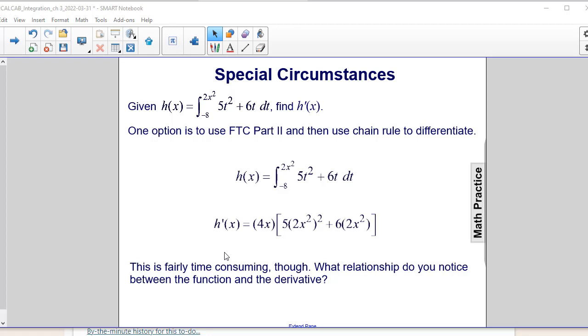This is fairly time-consuming though. What relationship do you notice between the function and the derivative? So take a look up here at the function and take a look at the derivative. Do you notice any similarities?